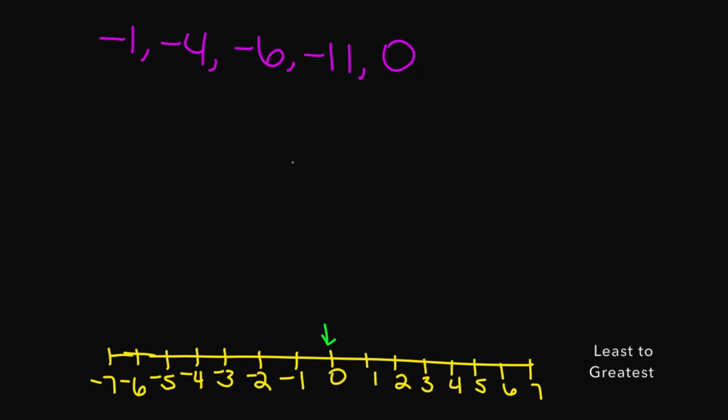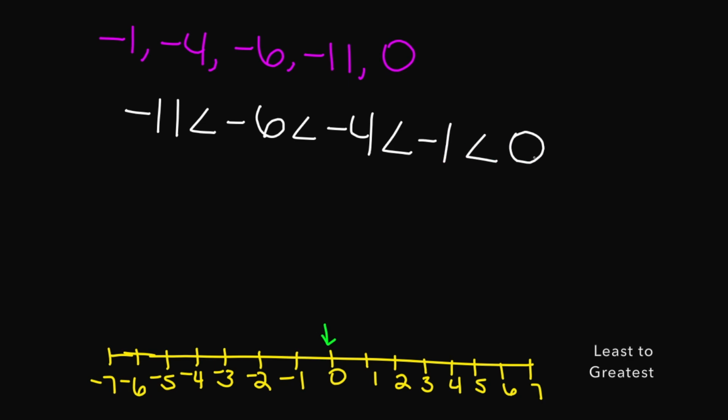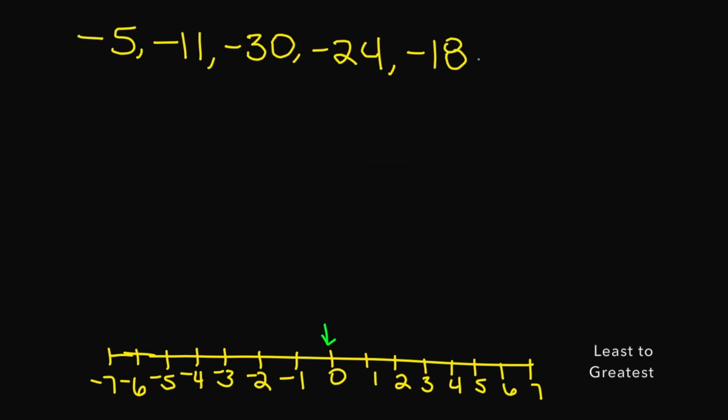-1, -4, -6, -11, and 0. So going from least to greatest, first we have -11, which is less than -6, which is less than -4, less than -1, and less than 0. So the largest number here, again, is 0, and the smallest number here is -11. Then next you have -6, and then -4, and then -1. And remember, the numbers closer to 0 will be greater.